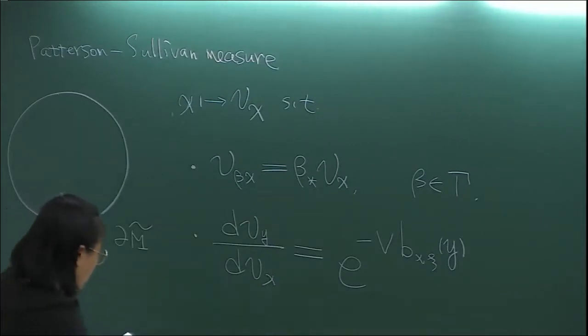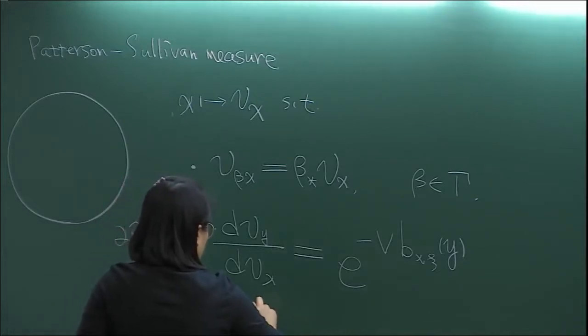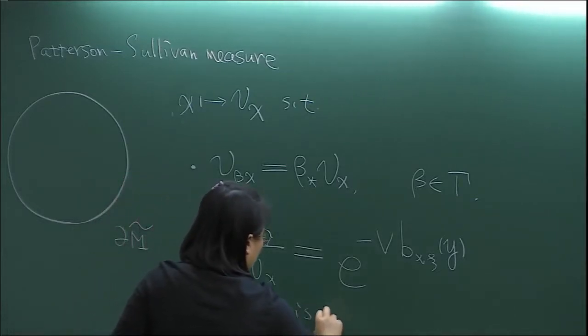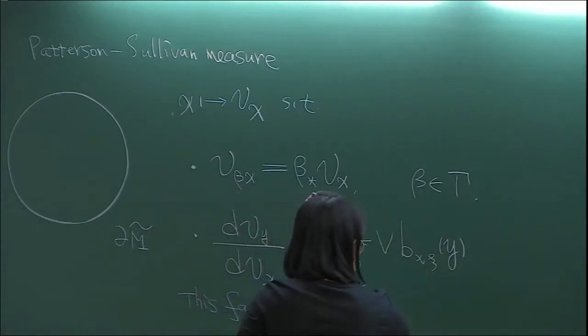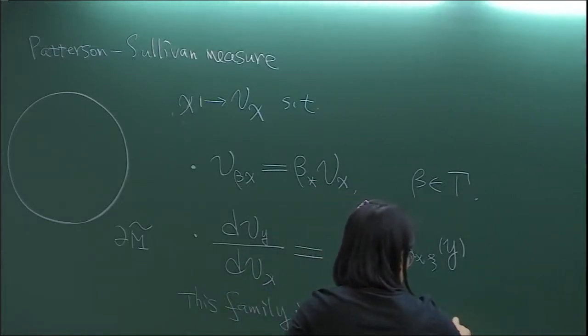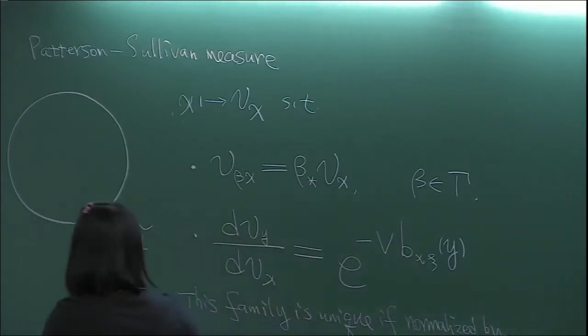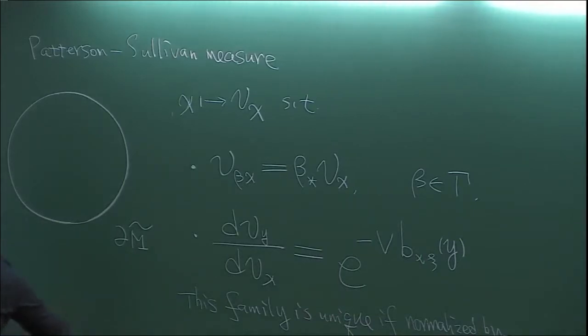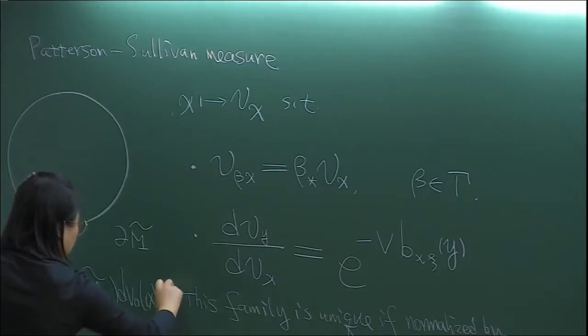So this is what we have, and also this family is unique if we normalize it by the condition, I will put it here, is that assume this one with respect to the volume x equals 1. Okay.